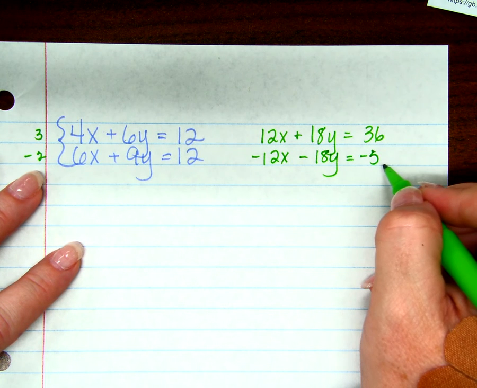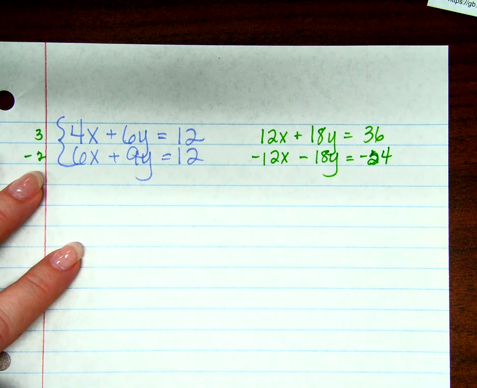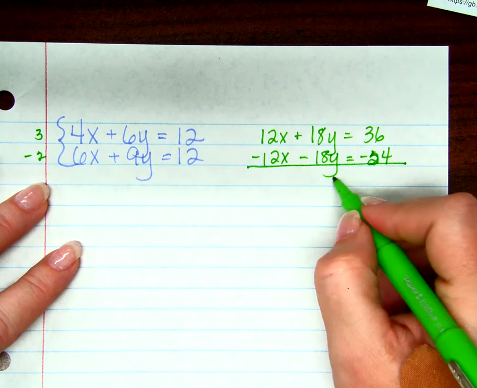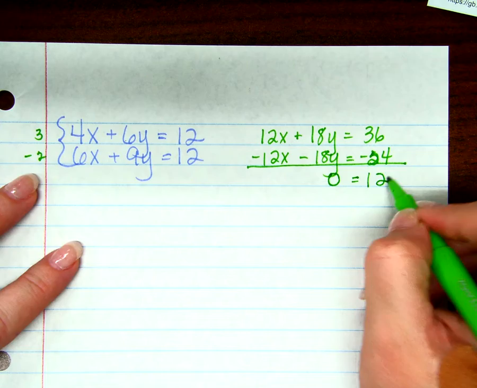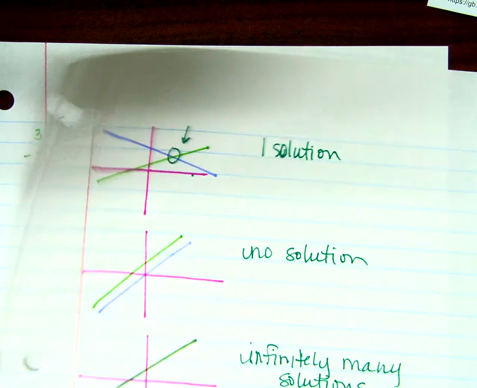Negative what? 24? That's all right. It's okay. Now, combine them. What do you get? Does 0 equal 12? I only have 3 choices.